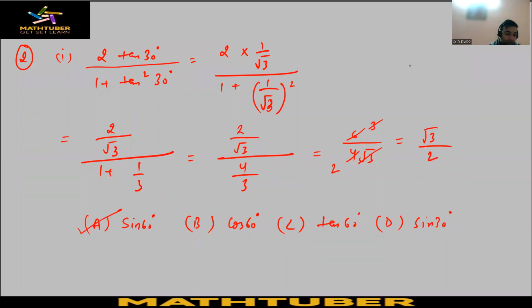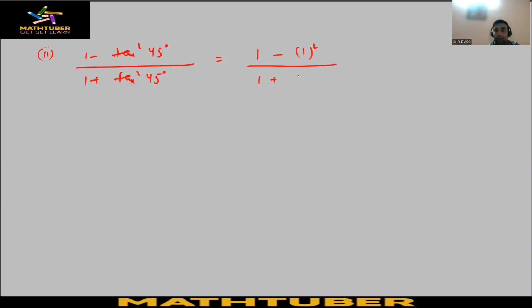Now let's move to the next question, which is the second part of the second question. Second part is we have to find the value of 1 minus tan square 45 degree upon 1 plus tan square 45 degree. So if we put the value here, tan 45 degree is 1. So it will be 1 minus 1 square upon 1 plus 1 square. That will be 1 minus 1 upon 1 plus 1. That is 0 upon 2. That is also equal to 0. So therefore D option will be the correct one. Right? D option is given 0 here.